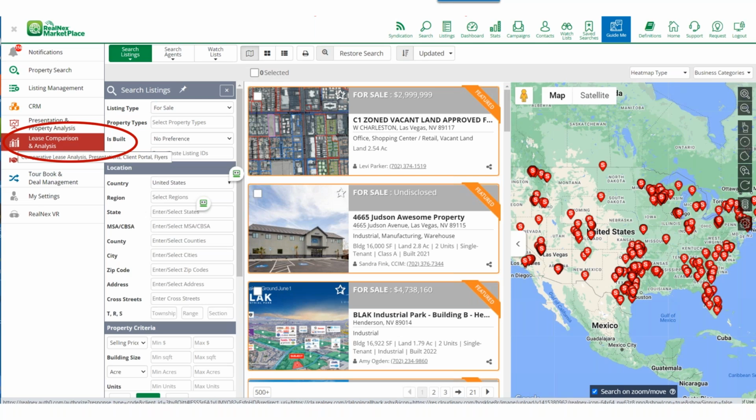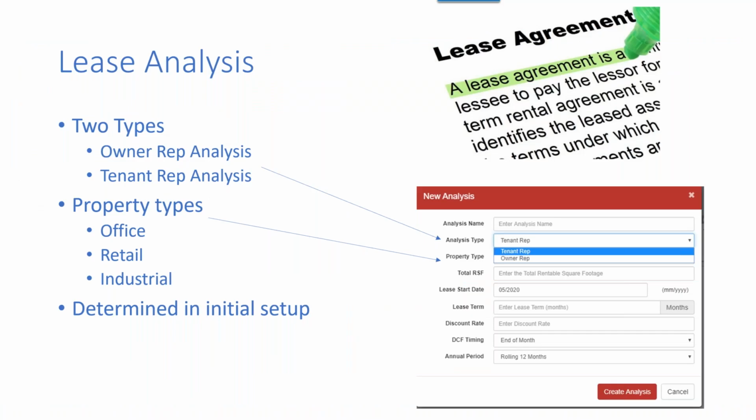And the difference is, we're looking at investing in a property, whereas with the comparative lease analysis, we're just focusing on the leases. And as we'll talk about here in a minute, actually this slide, we can look at it from two different perspectives. We can look at it from an owner rep analysis or from a tenant rep analysis. So when you first go into the program, you do have to decide, am I doing an owner rep? Am I doing a tenant rep? And then you select your property type.